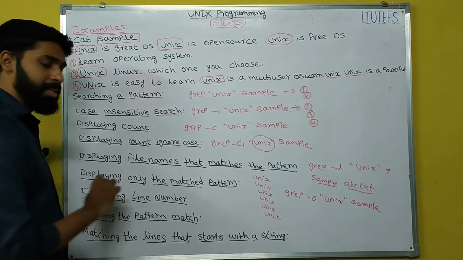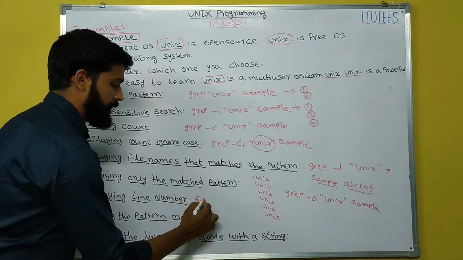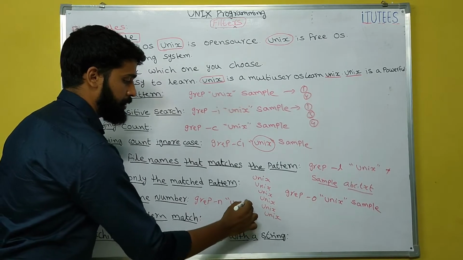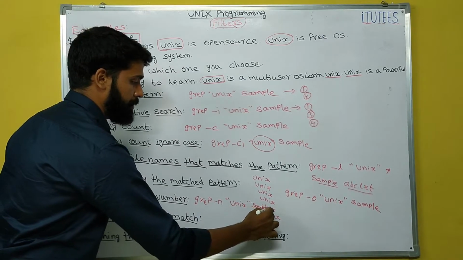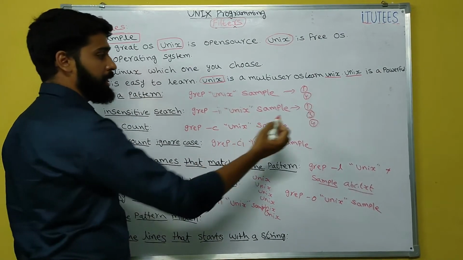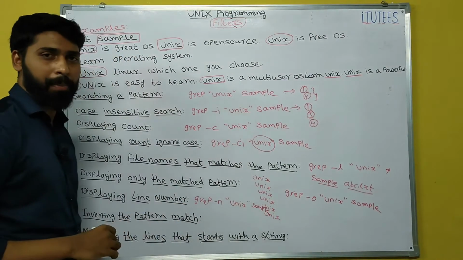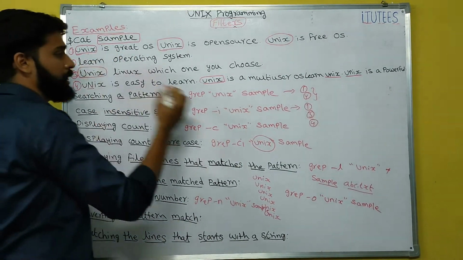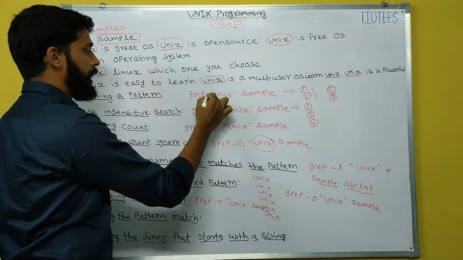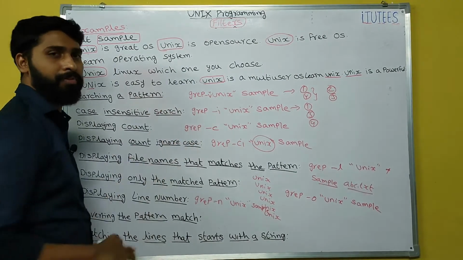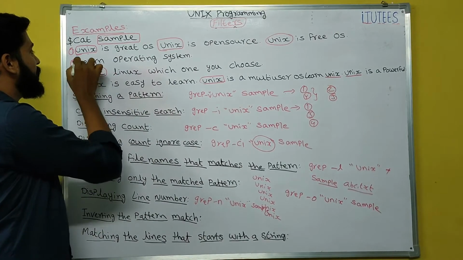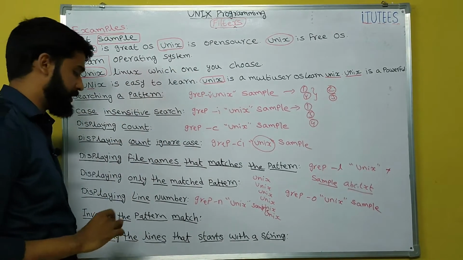Next one, displaying line number. It is very easy. grep, so what is the option? -n. The pattern is Unix and the file name is sample. Inverting the pattern match. Here two lines are matched with the pattern. Inverting means lines 2, 3. If you give -v, grep -v Unix sample, then it displays the inverted pattern lines. These two are the inverted pattern lines.